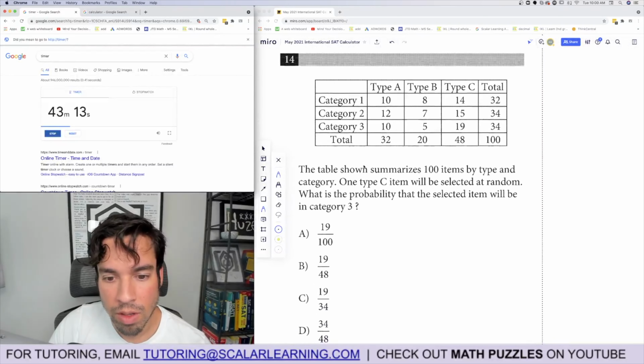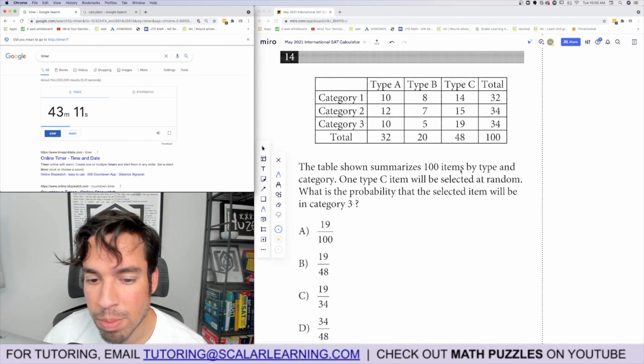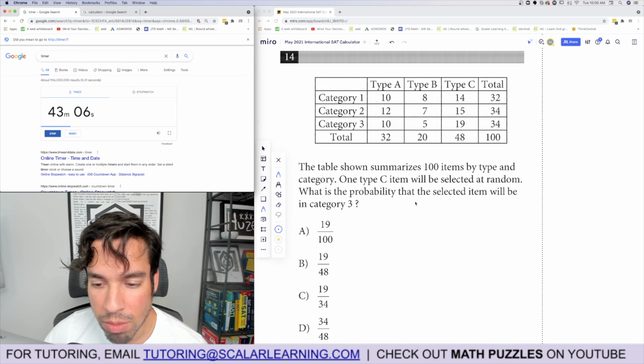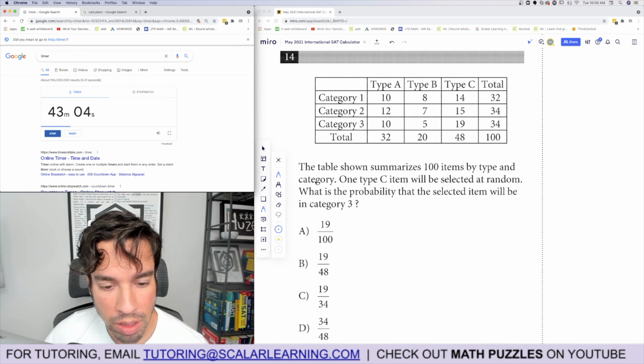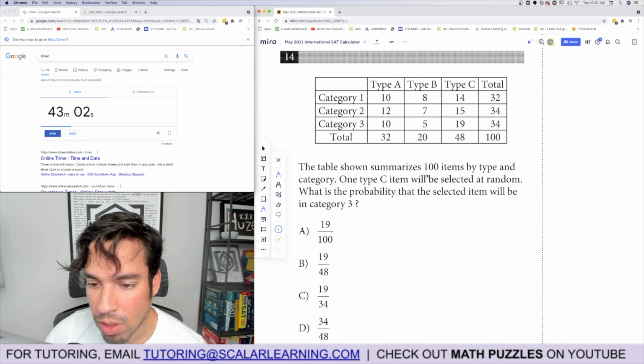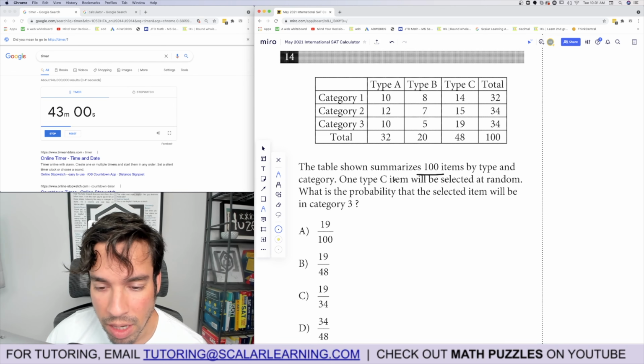14. The table shown summarizes 100 items by type and category. One type C item will be selected at random. What is the probability? Okay, 1 second. Let me get my bearings here. The table shown summarizes 100 items by type and category. One type C will be selected at random.